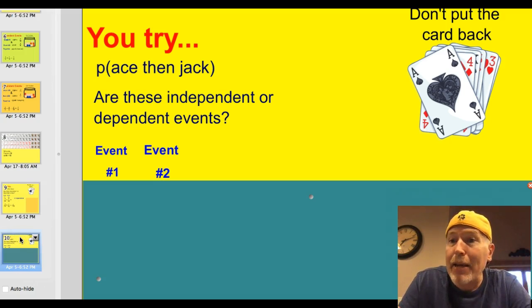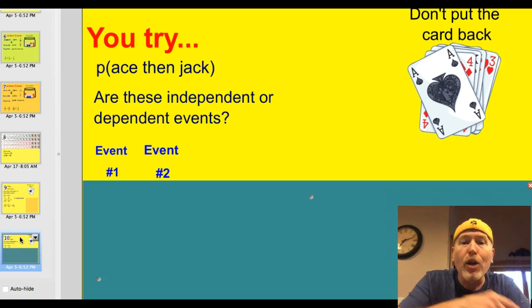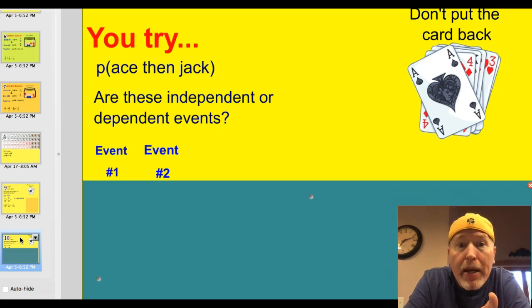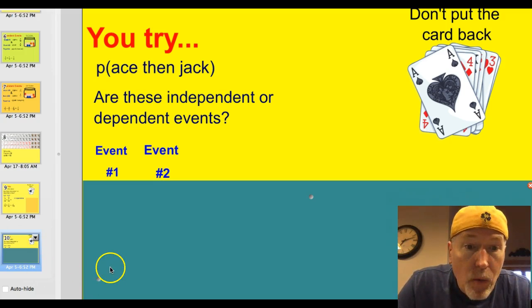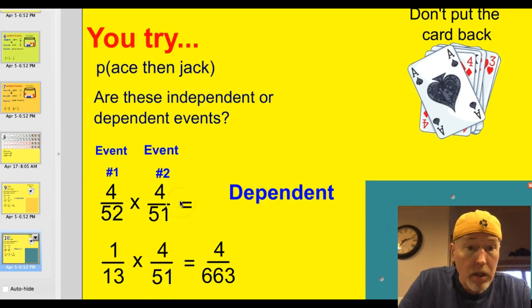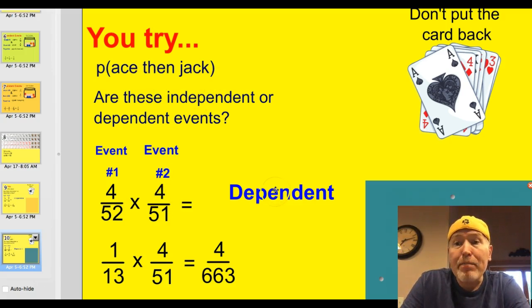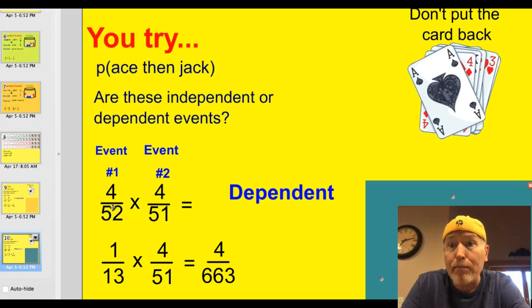Here's the next one. Same problem, but we're not putting the card back. Go ahead and see if you can determine if they're independent or dependent, and then what the probability of pulling an ace and then a jack when you don't put the first card back. Go. All right, event 1, 4/52. Event 2, 4/51, because we didn't put the card back and we're trying to pull an ace and then a jack. So because they're different cards, this numerator doesn't change. These are dependent events. Again, the second event is impacted by you pulling the card and not putting it back.